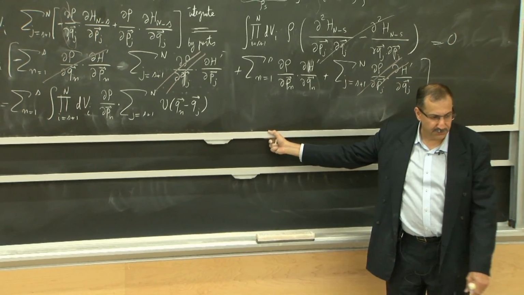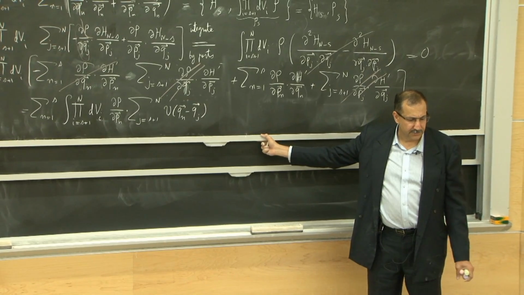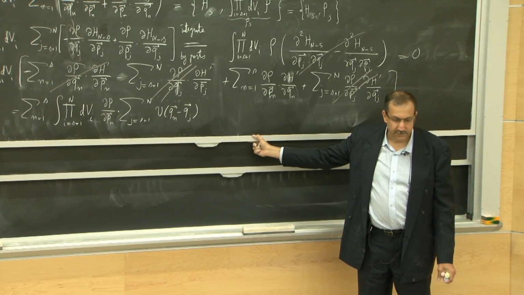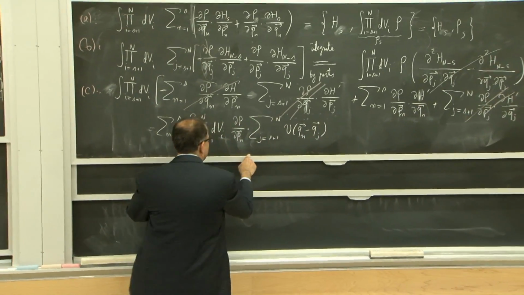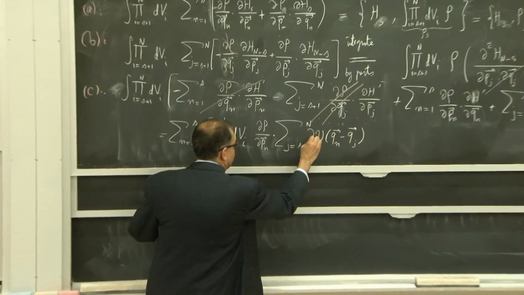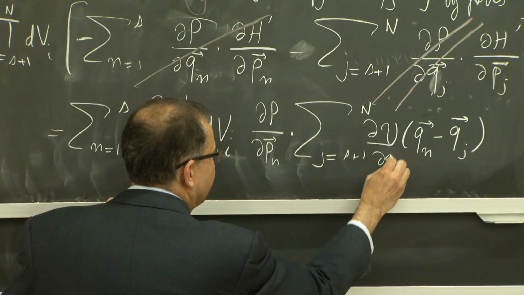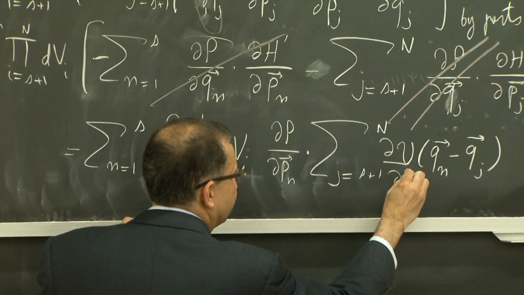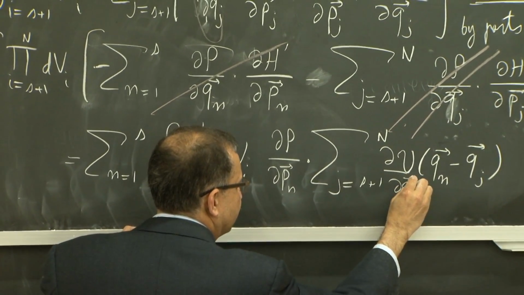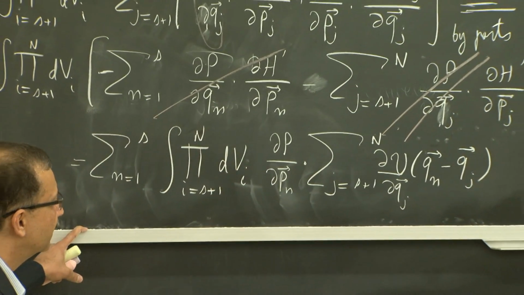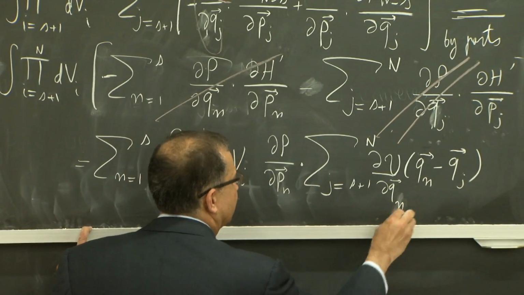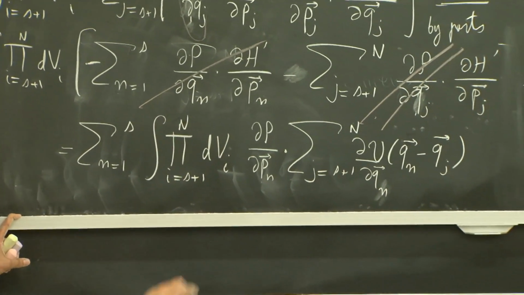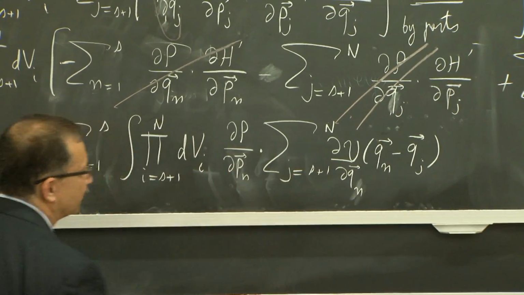Question? Yes. Why aren't you differentiating v if you're differentiating h prime? D by dqj, right? Where is it qn? D by dqn, thank you. Right, because always Pn and Qn would go together. Thank you.